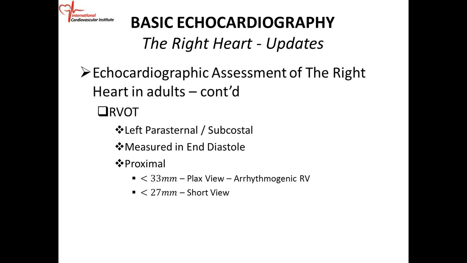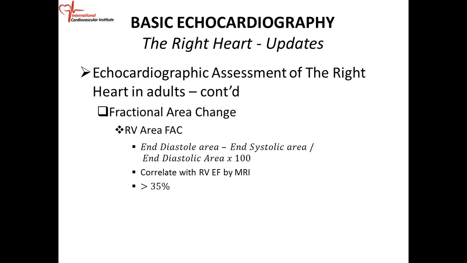So remember the proximal, if you do your parasternal long axis view, when you do your measurements of your LV, above that is your proximal RVOT measurement, and that should be less than 33 millimeters. And the distal, you have to get your short axis view at the level of the aorta, and it's where you have the pulmonic valve. If that's more than 27 millimeters, then that's dilated. Say what you're measuring. Okay.